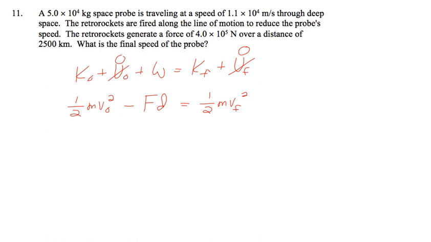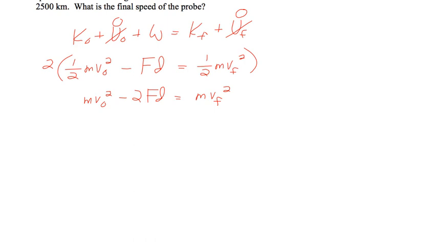So I just have to do my algebra, rearrange it, plug in the numbers. The equation contains fractions, so we multiply by the least common denominator. So I get mvo squared minus 2fd equals mvf squared. To solve for vf, I'm going to move the m down here and take the square root. So vf is going to equal the square root of mvo squared minus 2fd, divided by m.